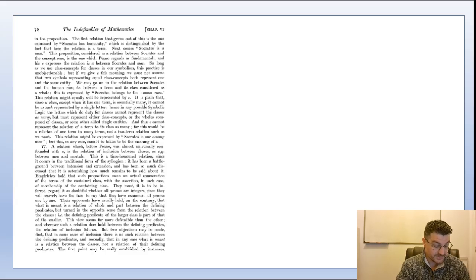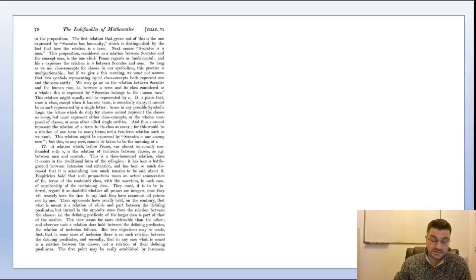We may go on to the relation between Socrates and the human race, i.e. between a term and its class considered as a whole. This is expressed by Socrates belongs to the human race. This relation might equally well be represented by epsilon. It is plain that since a class, except when it has one term, is essentially many, it cannot be as such represented by a single letter. Hence, in any possible symbolic logic, the letters which do duty for classes cannot represent the classes as many, but must represent either class concepts or the wholes composed of classes, or some other allied single entities.